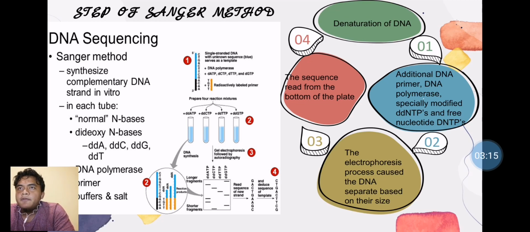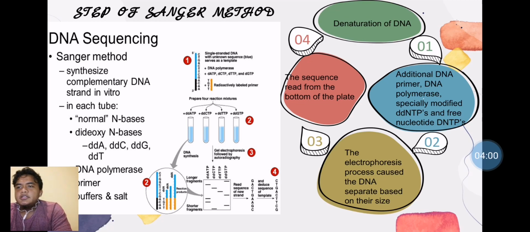adenosine 5-triphosphate, dideoxycytidine 5-triphosphate, dideoxythymidine 5-triphosphate, and dideoxyguanosine 5-triphosphate. So between these four, they separate into two groups, which are purines and pyrimidines. The purine group contains ddATP and ddGTP, which have a double ring structure. The pyrimidines, ddCTP and ddTTP, have a single ring structure.